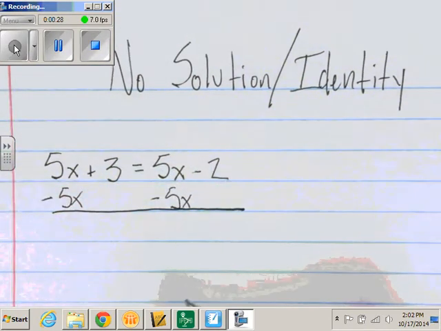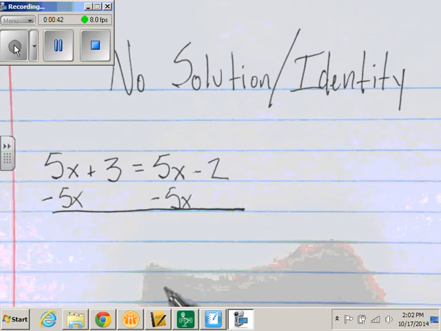Now what happens next is different than the equations we have been solving, equations with rational solutions. What happens when we subtract 5x from itself? We get 0. We can say that the variable has dropped out, or that it has been eliminated. When this happens, we need to look at what is left.